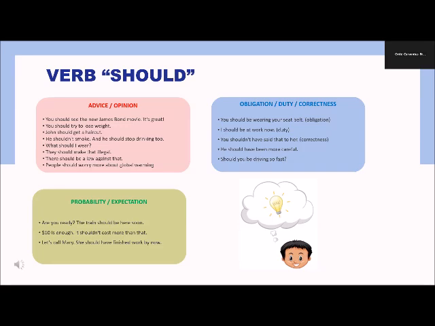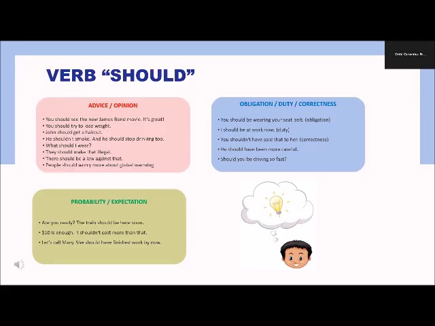Another use of should is to indicate a kind of obligation, duty, or correctness, often when criticizing another person. You should be wearing your seat belt. I should be at work now. You shouldn't have said that to her. He should have been more careful. Should you be driving so fast?